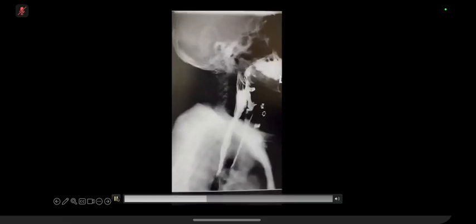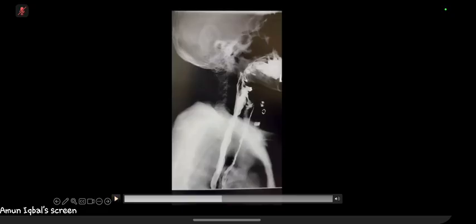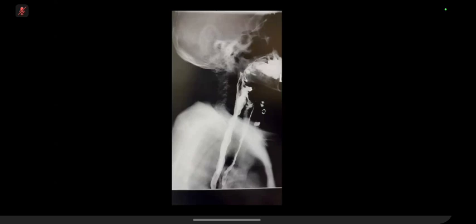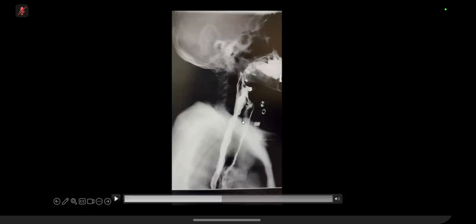Okay, so I'm stopping here. So you can see the two tracts which contain the contrast. Yes, one is the trachea and one is the esophagus. Other than this, which is the epiglottis. Do you find any other fistulous tract between them? No. Yes. So what is happening?